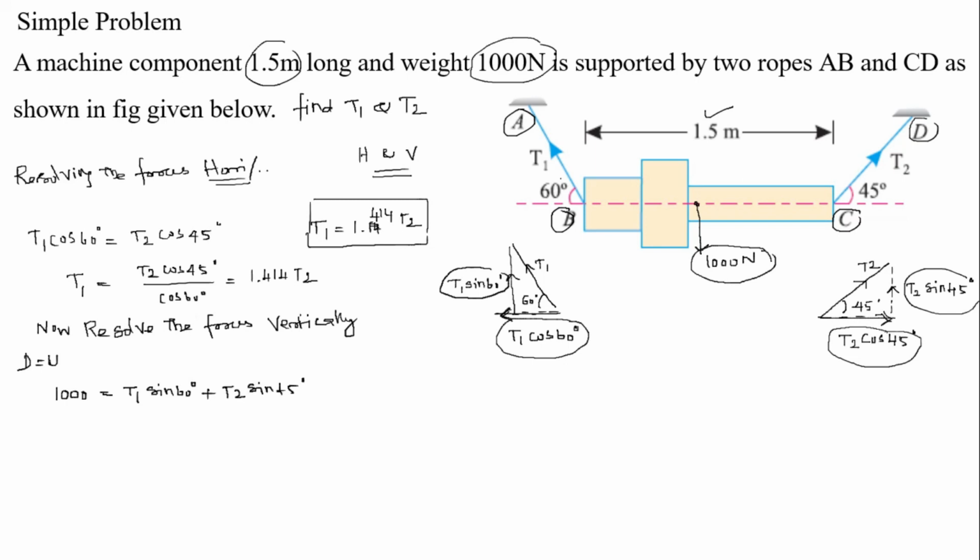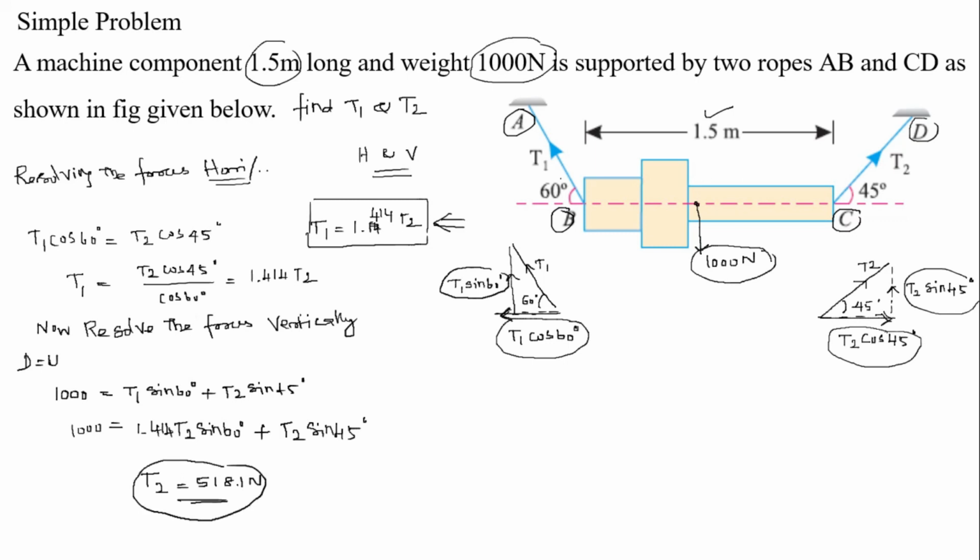45-degree, right? So we know that T1 is equal to 1.414 T2. Substitute the T1 value in terms of T2: 1.414 T2 sin 60-degree plus T2 sin 45-degree, which is equal to 1000. So now simplify this, then we get T2 equal to 518.1 Newton, right? So this is the value we got for T2. Now substitute this T2 value in this equation, then you will get T1.